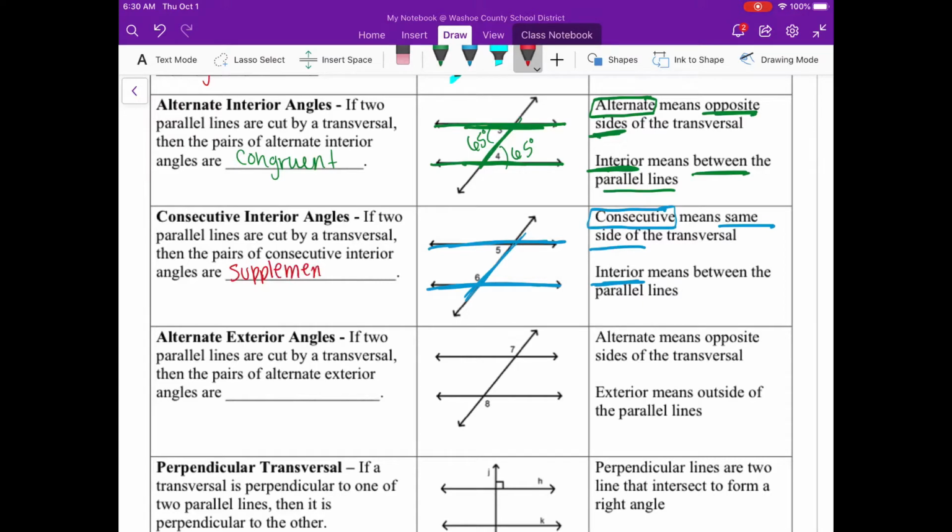And we are hoping that you remember that supplementary means they add up to 180. So in this case, if I were to set up an equation, I would say that angle 5 plus angle 6 should add up to 180 degrees. So what that means is that if I said angle 5 was 60 degrees and I told you to find angle 6, then you would subtract 180 minus 60 and get 120 degrees for that one.